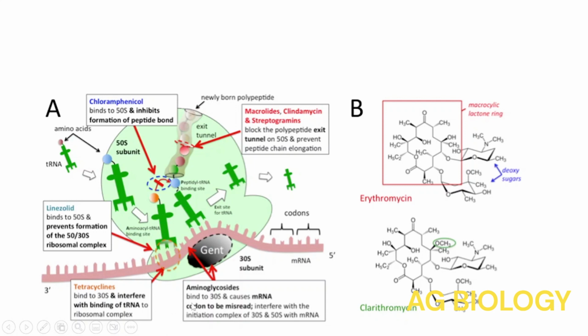Yet another molecule which binds to the smaller subunit is aminoglycosides. They bind to the smaller subunit and cause the mRNA codon to be misread. There are plenty of molecules like chloramphenicol, linezolid, macrolide antibiotics. These bind to the larger subunit of ribosomes.